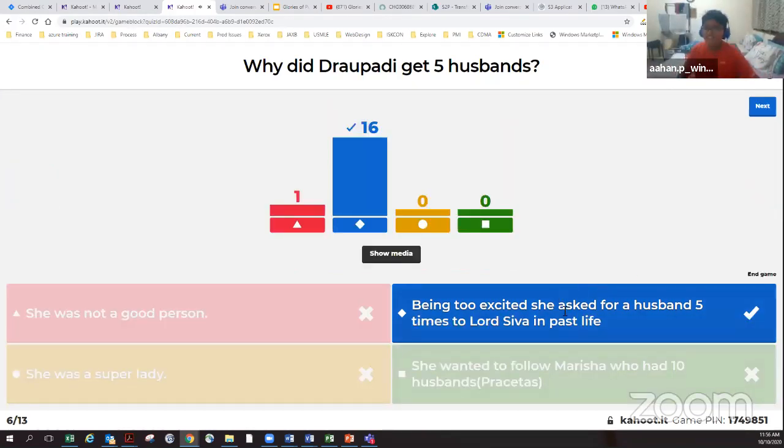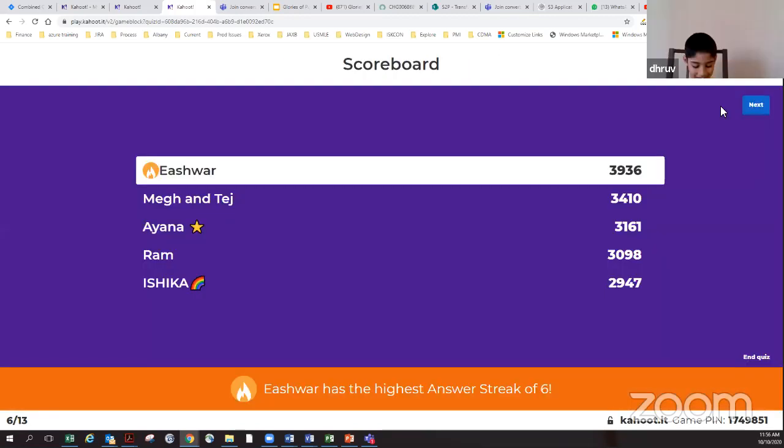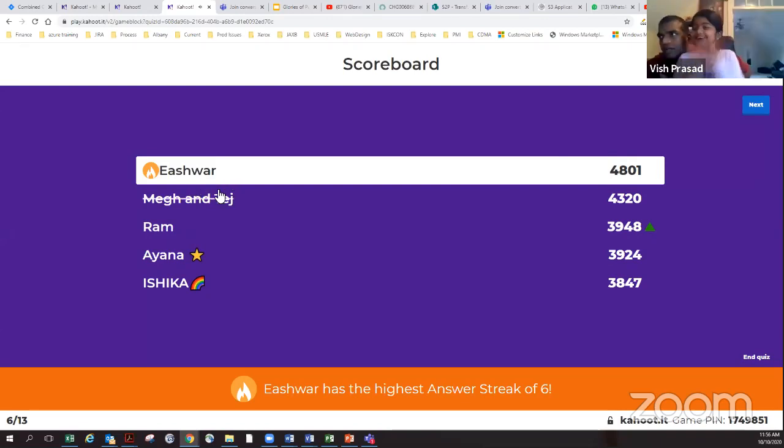Yeah, most of you got it right. Draupadi is actually a very good person, okay? She's a good devotee of the Lord. The Lord asked what she wanted. She said, I want a husband. I want 5 times. That's why she got 5 husbands. So, Ishwar, good job. Ishwar is on fire. Ishika is also on the board.